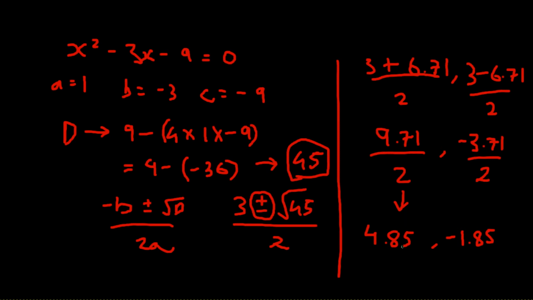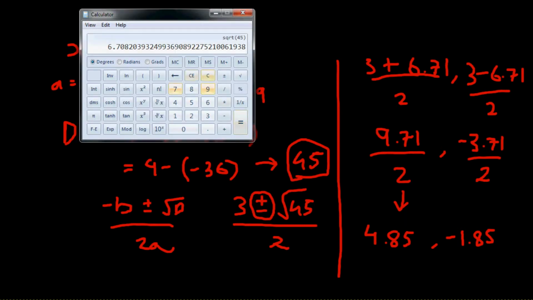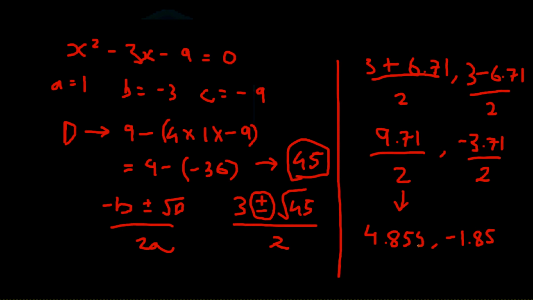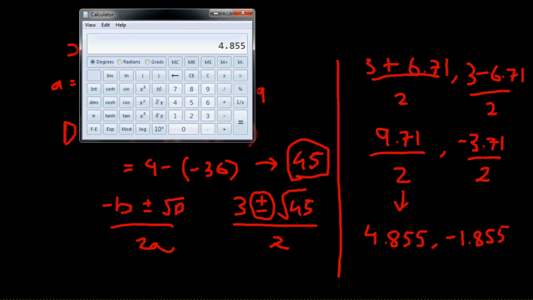Just to make it a bit more clear, 9.71 upon 2, 4.855. So you just ignore that 5 for now, we need only 2 decimal places. I guess you could, if you really want, write 4.855. I think you should do that just to be safe. Even over here it will come similarly, minus 3.71 divided by 2, minus 1.855.